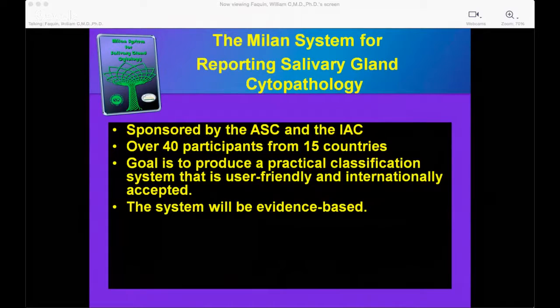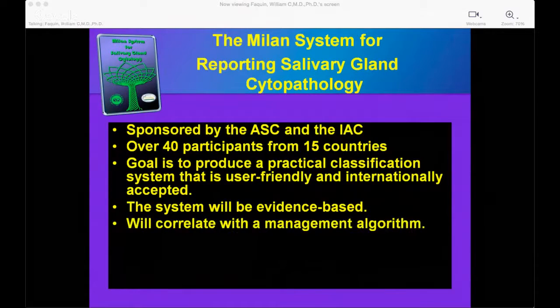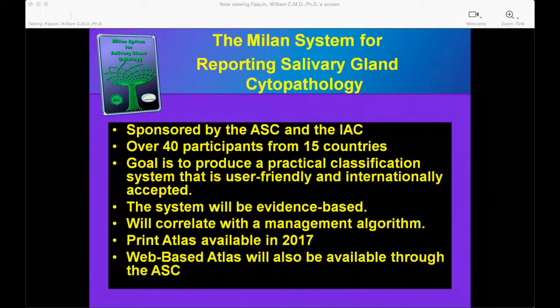The system, as I've already alluded to, will be evidence-based. It will correlate risk of malignancy with diagnostic categories with a management algorithm. There will be a print atlas available, published by Springer. Sometime in late 2017 is when we anticipate the publication of this atlas. And there will also be a web-based atlas available with many, many different images representing the different diagnostic categories of the Milan system. And that will be available electronically through the American Society of Cytopathology.